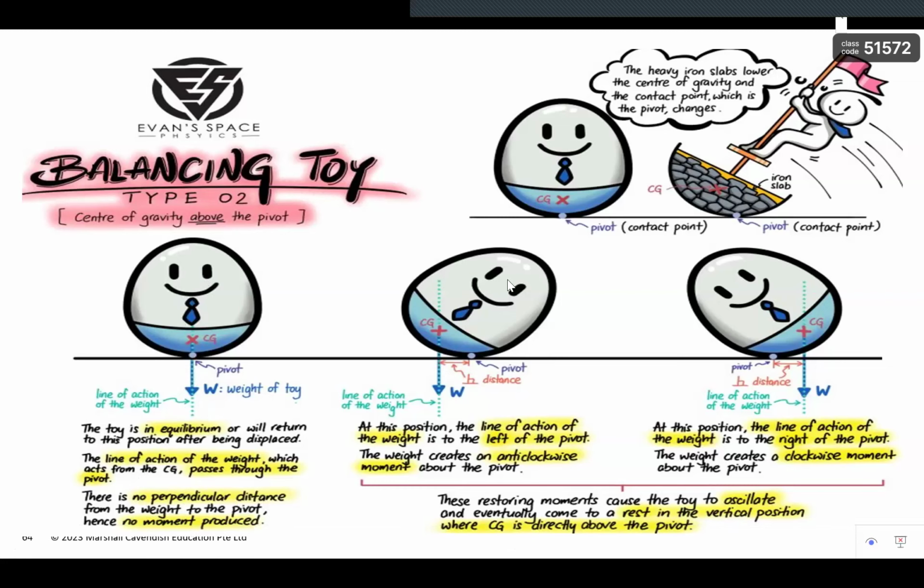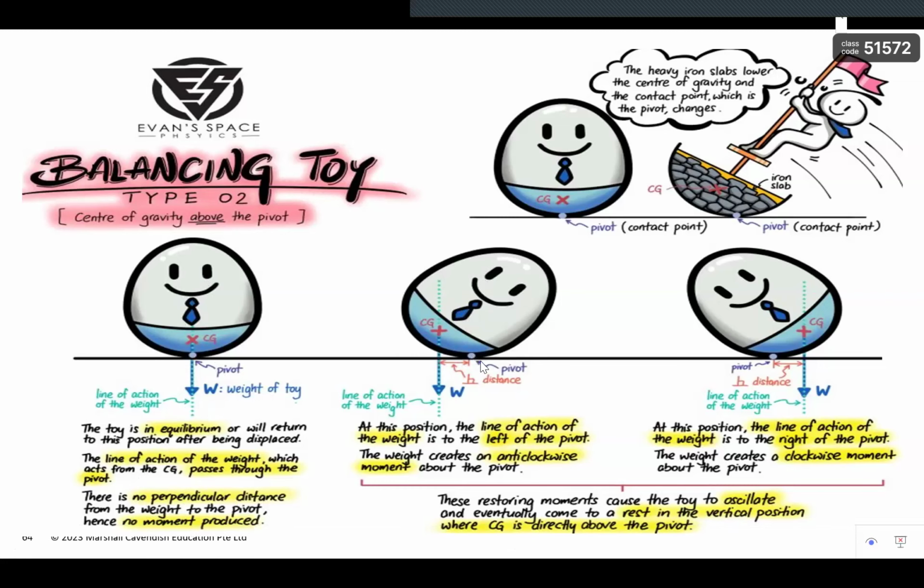Then what happens if you tilt this roly-poly downwards? When you tilt, just take note that the pivot position changes. The pivot changes to the point of contact with the ground. So now my roly-poly will be rotating about this point, this purple dot over here.